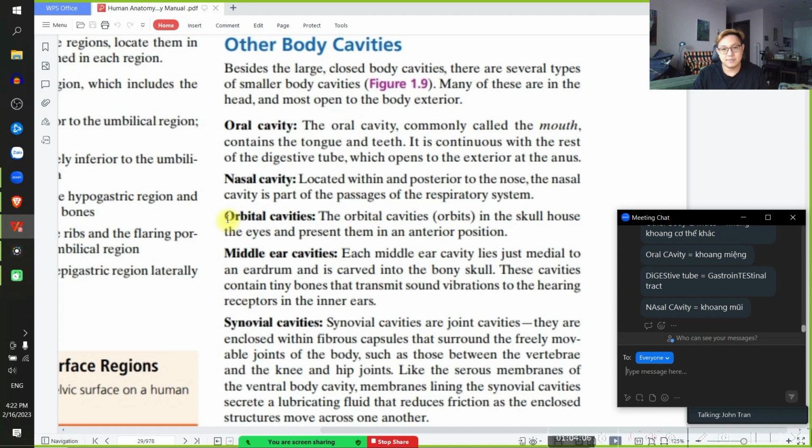The nasal cavity is part of the passages of the respiratory system. Thì đương nhiên cái khoang mũi này nó là một cái phần của những cái chỗ mà thông suốt vào cái hệ hô hấp. Of course, air has to pass through the nose to get into the trachea and then the lungs, right? Không khí nó phải đi qua cái mũi, khoang mũi, rồi nó vô cái trachea, cái khí quản, sau đó mới đi vô hai cái phổi.